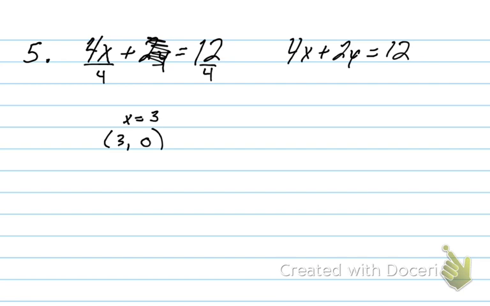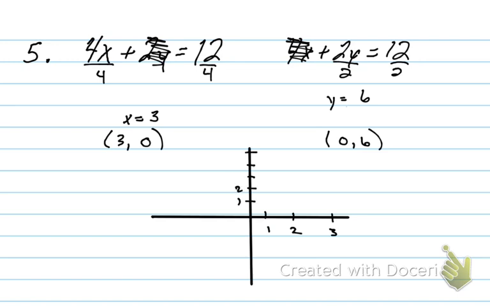All right, now on the second one, if I'm solving for y, what do I plug in for x? 0. So that's why I'm crossing it out. Divide both sides by 2. y equals 6. (0, 6). You with me? Okay, so now that I have 2 points, that's all I need for a line in order to graph it. Go ahead and graph it.